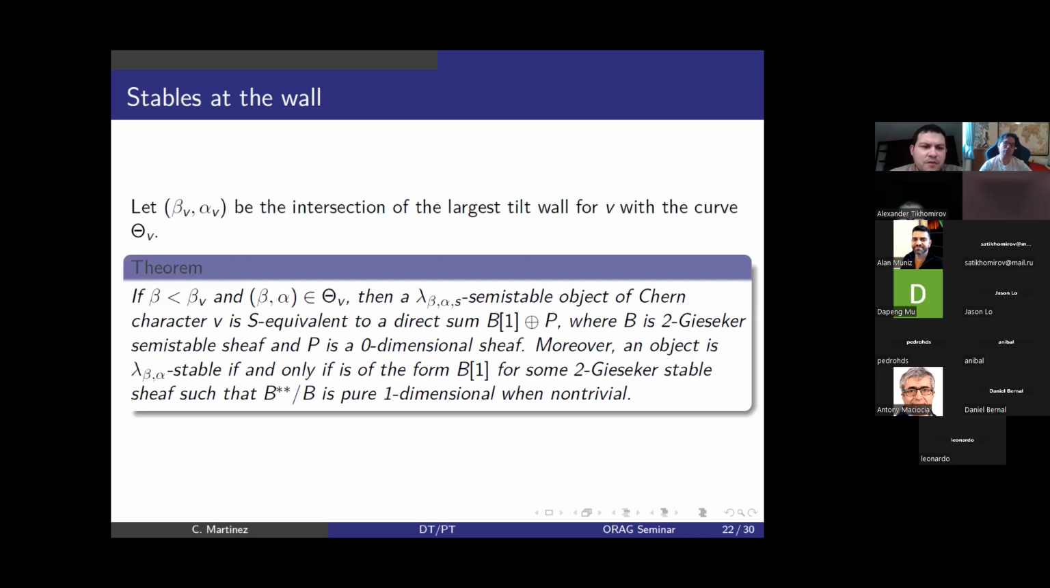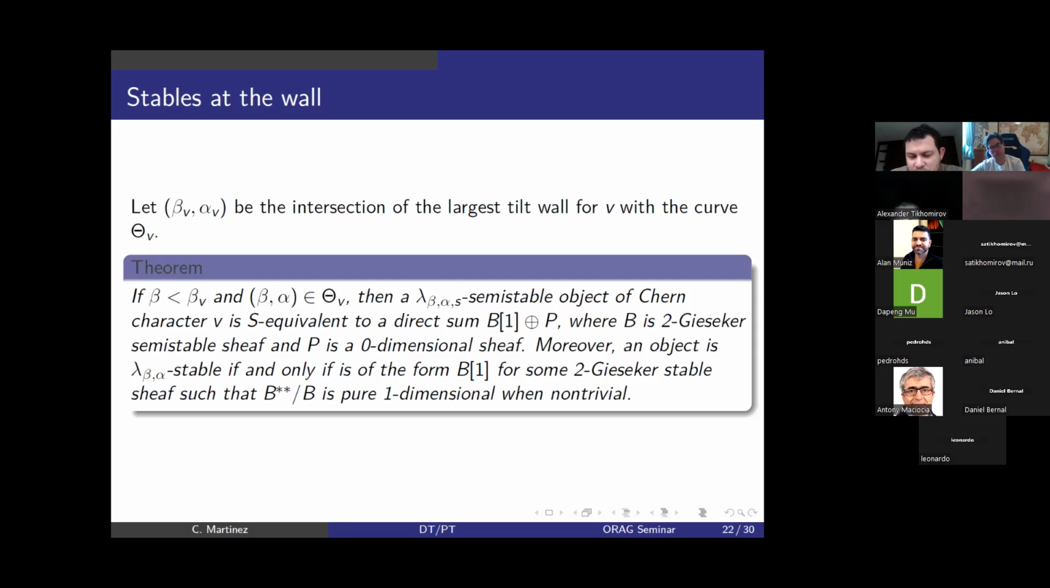Then we prove the following theorem in our paper. If you take a beta that is less than this beta V, it turns out that the curve theta V goes to infinity as beta goes to minus infinity. So for a value of beta less than beta V, you are going up in alpha. Let's take this beta alpha, a point on theta V. Then a Bridgeland semi-stable object of Chern character V is S-equivalent to a direct sum of the form B shifted by 1 direct sum with P, where B is a 2 Gieseker semi-stable sheaf and P is a 0-dimensional sheaf.